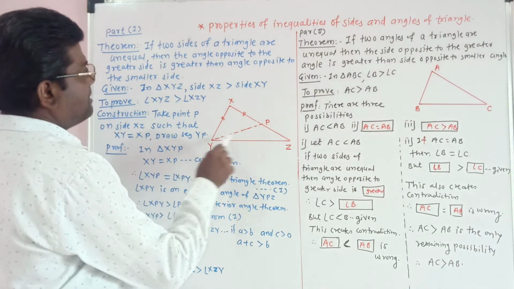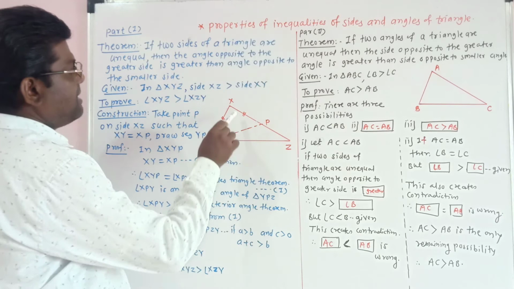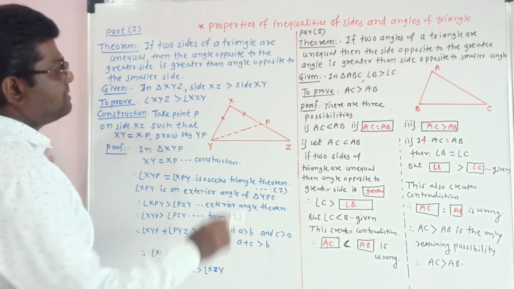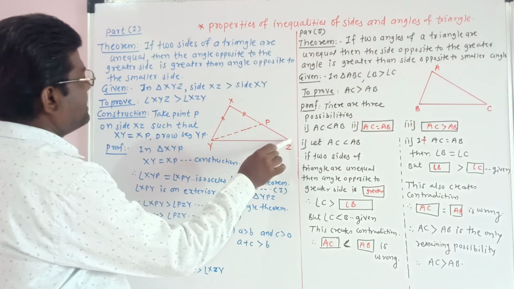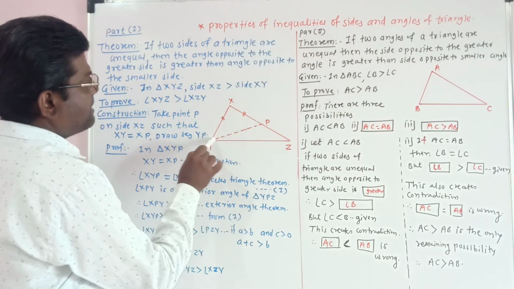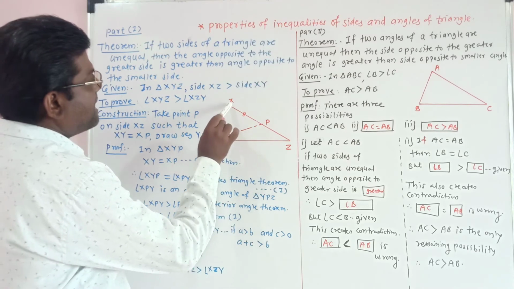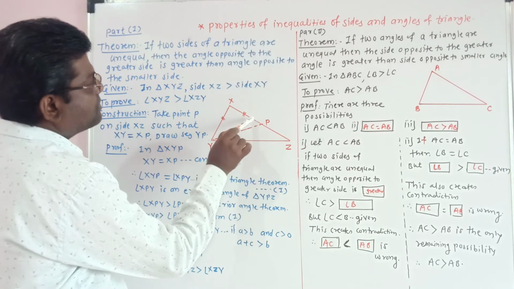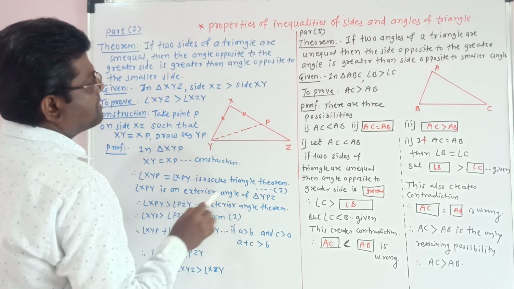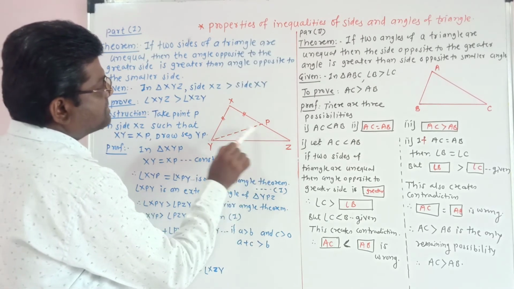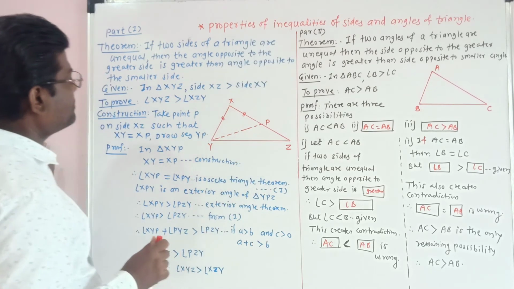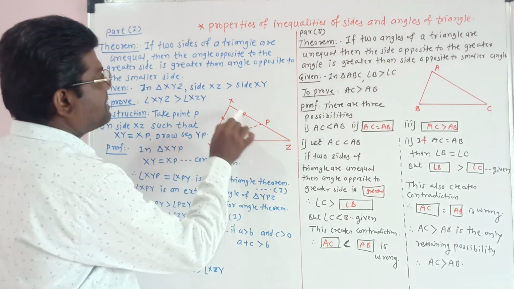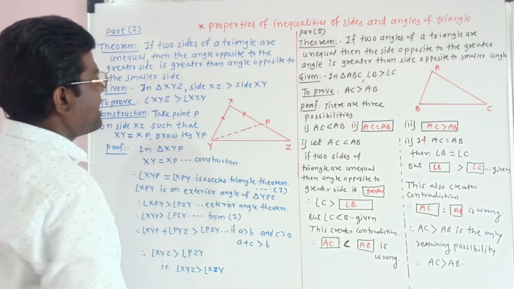Now in triangle XYZ, side XZ is greater than side XY. Then the angle opposite to XZ, angle XYZ, is greater than angle XZY. So the angle opposite to the greater side is greater than the angle opposite to the smaller side. This is what we have to prove here, that is angle XYZ is greater than angle XZY.